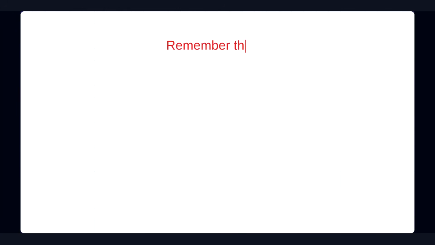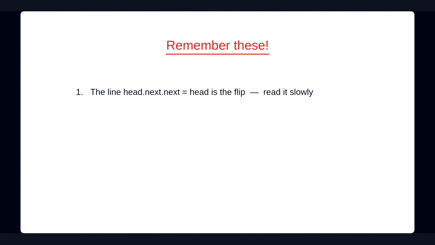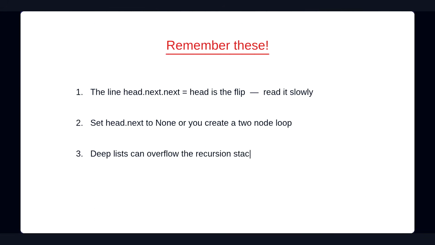Three things. First, the line head.next.next equals head is where the flip happens, so read it slowly. Second, you must set head.next to nothing, or the first two nodes will point at each other forever. And third, for a very long list, recursion can overflow the stack, which is why the iterative version is often safer.